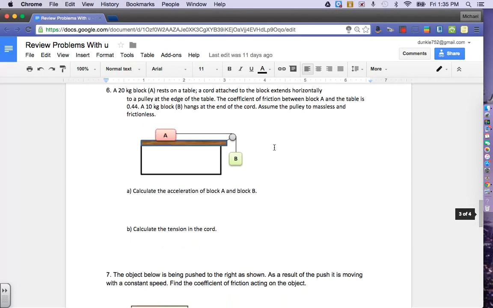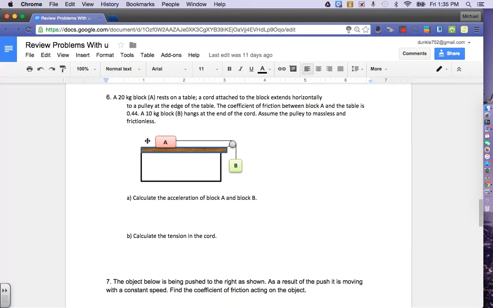Number 6 is a multi-block problem. We have block A, which is 20 kilograms, sitting on a table. There's a cord attached to the block that extends horizontally to a pulley to another block hanging off of here. The coefficient of friction between block A and the table is 0.44. A 10 kilogram block hangs at the end of the cord. We're assuming the pulley to be massless and frictionless. That's the pulley, not the table. The table does have friction.